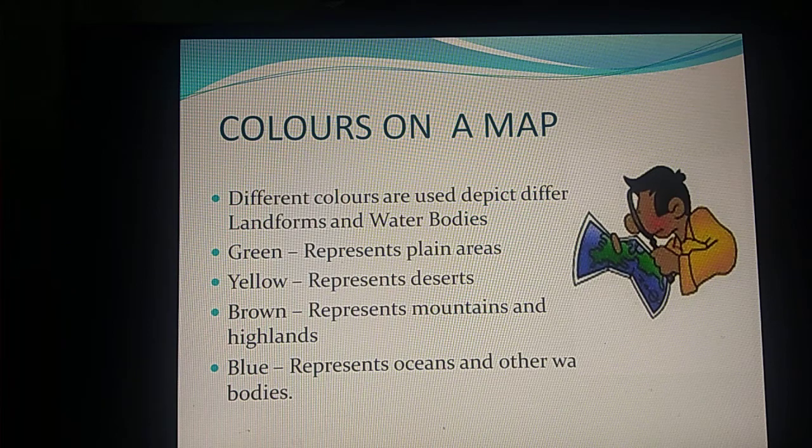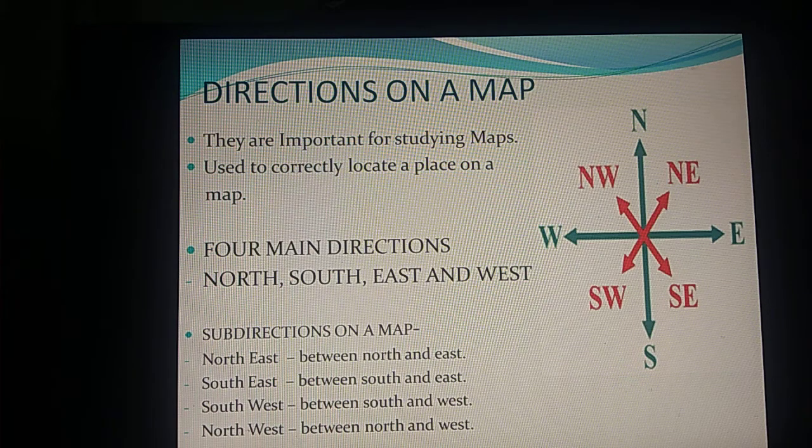Apart from the legends and the keys, you also have different colors on the map. Now, what do these different colors on the map show? They show different things. Like the color green shows plain areas. Yellow represents deserts. Now, brown color is usually used for mountains and highlands. Similarly, blue is used to show water bodies. So you have different colors that are used on the map.